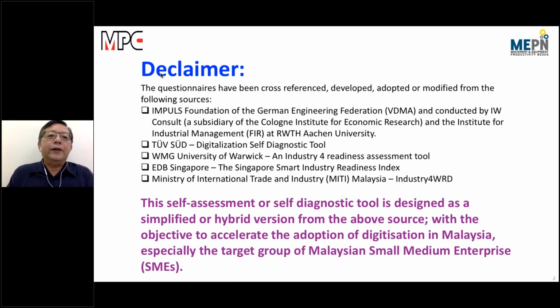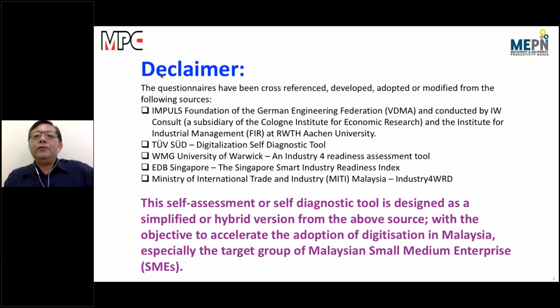I read it there. The questionnaire that we have developed uses course references, developed and modified from the following sources. Number one is Impulse, which is a German engineering foundation, VDMA. Number two, we cross-reference with TUV SUD, and we also did some cross-reference to the University of Warwick, EDB of Singapore, and the Ministry of Trade and Industry. So this is our MITI.